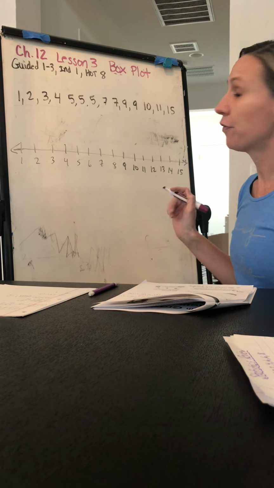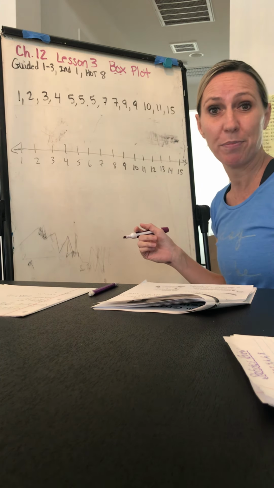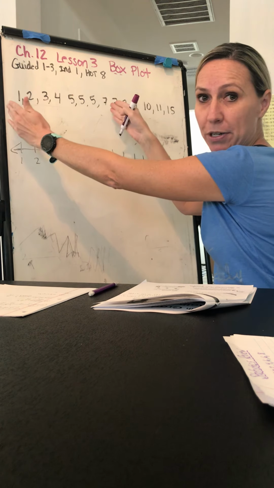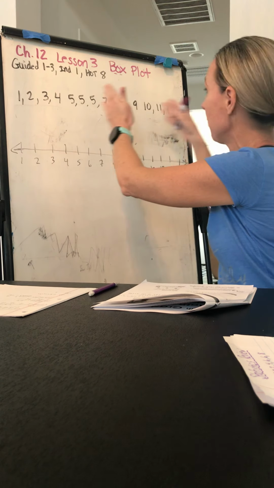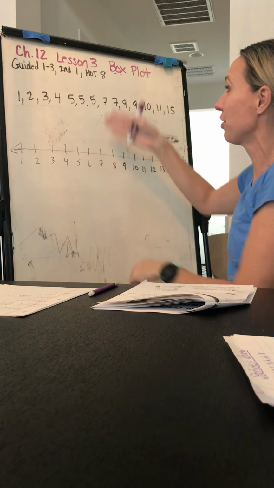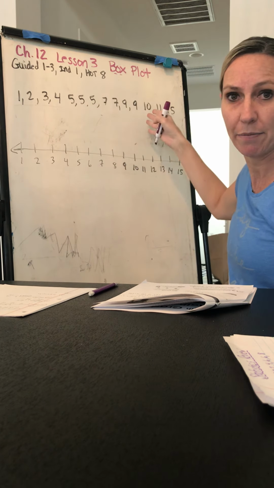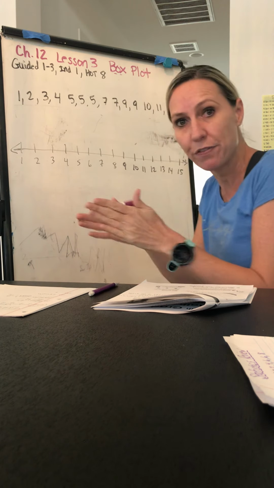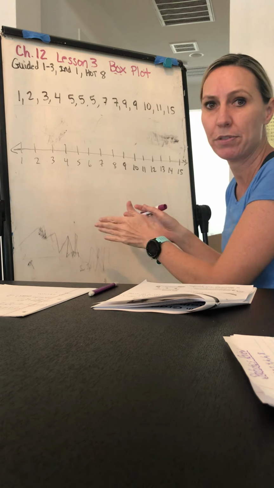Okay, so anytime we're doing box and whiskers, the first thing you do is find the median. You cut the data in half, and then you find the middle again of the lower side, and the middle again of the upper side. And that divides the data perfectly into quartiles, which is 25%, 25%, 25%, 25%.